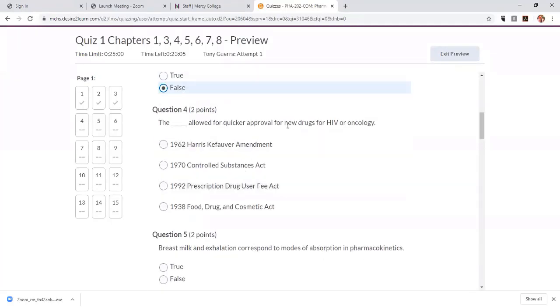Which one allowed for quicker or new drugs for HIV or oncology? HIV came around in the 80s, so the only one that would be even a possible choice would be the 1992 Prescription Drug User Fee Act. And really what we were seeing was that the average time to get a drug to approval is 17 years, and that's quite a long time, from the point you discover it to the point it makes it to market. So when someone puts $1 billion and 17 years into something, that's quite a long time. But if that time is longer than the time the patients are going through the cycle of some kind of tragedy like HIV, then we have to make some decisions about whether we can use that early.